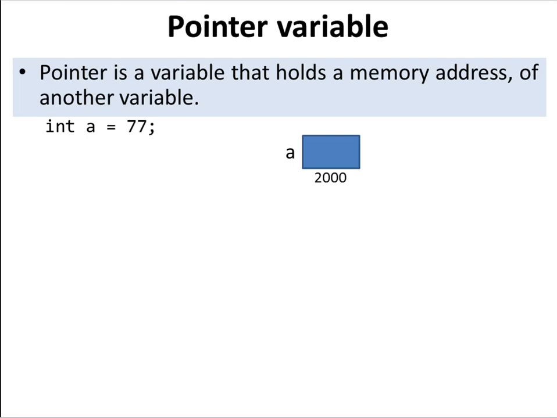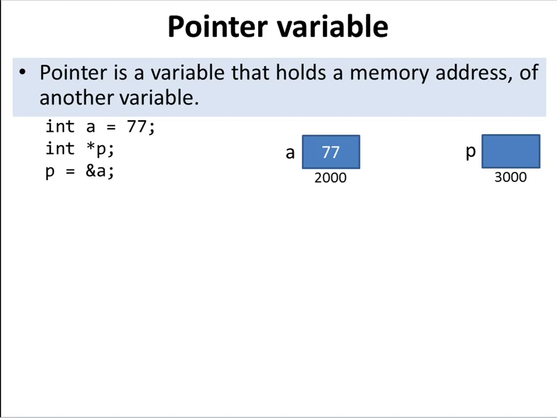When we declare this, memory is allocated in the computer memory, and once you initialize it, the value 77 is stored here. Then another variable, a pointer type variable, is declared here: int star p. When this is executed, some memory is allocated. In this case, p is the name of the variable and 3000 is its address. Same for a: a is the name of the variable, 2000 is the address of the variable and 77 is the value of a.